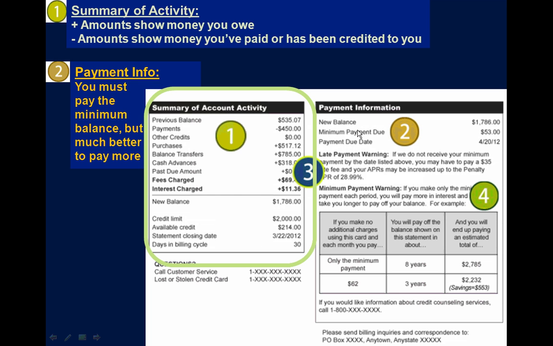Okay. Payment info. They give you the minimum payment here, but you are going to pay a lot of fees if you can't pay off that 1786 quickly. And most people can't. So be careful. Don't get that balance up too high to begin with.